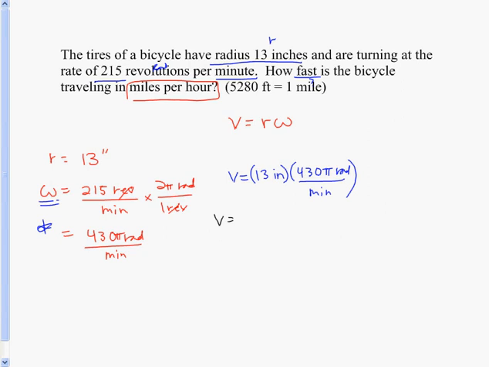430 times 13, I'm just multiplying these two numbers together, is going to give me 5,590 pi. Right now I'm in inches per minute. The radians are not too purposeful. Alright, well everybody knows that there are 12 inches in 1 foot. And you can use this conversion. There are 5,280 feet in 1 mile.